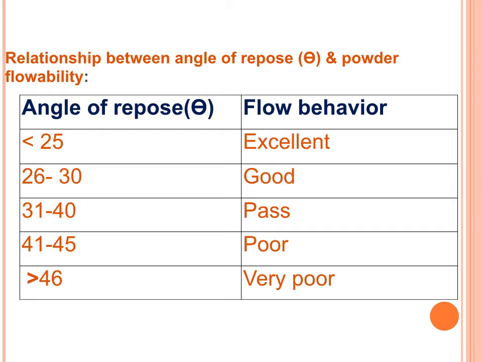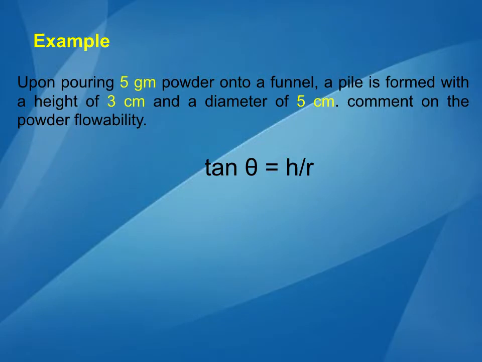While if you have high theta, it means that you have very poor flowability. No need to memorize this table, even for practical or theory. If there is a question, the table will be given, and you can just comment based on that. But what you need to remember here is the opposite or inverse relation between the value of the angle of repose and the flowability. The higher the angle of repose, the worse the flowability. And we have one example here.